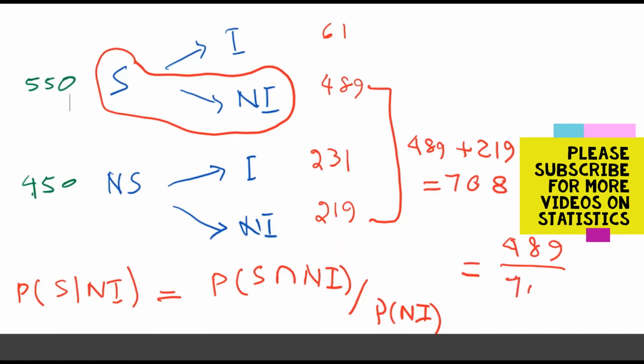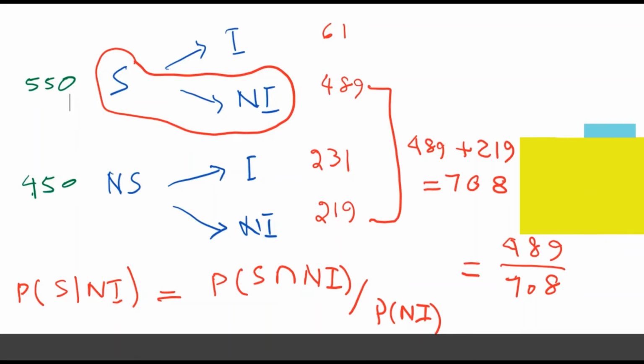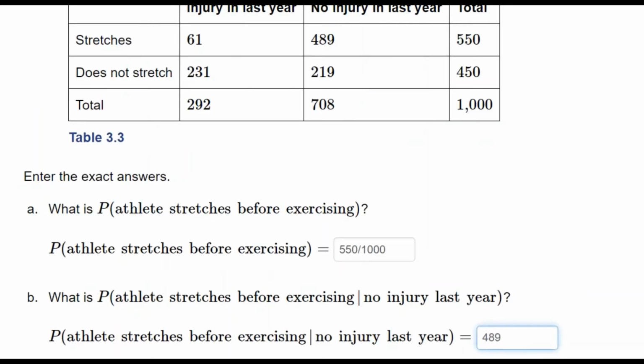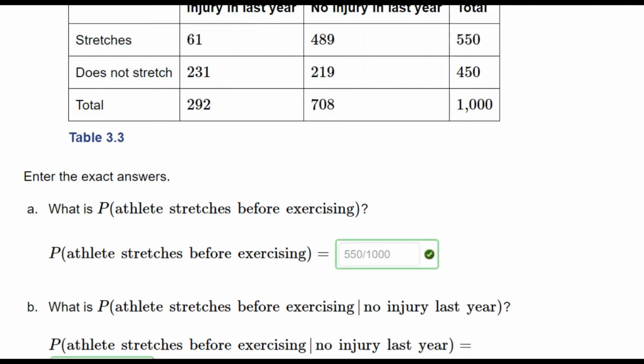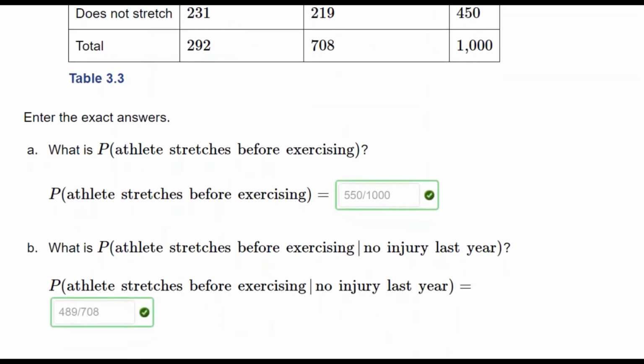So we enter this figure, 489 divided by 708, in our actual worksheet, and we see how we go. Okay, both our answers are correct, so we formulated the right strategy to get the information that we required for this question using the contingency table.